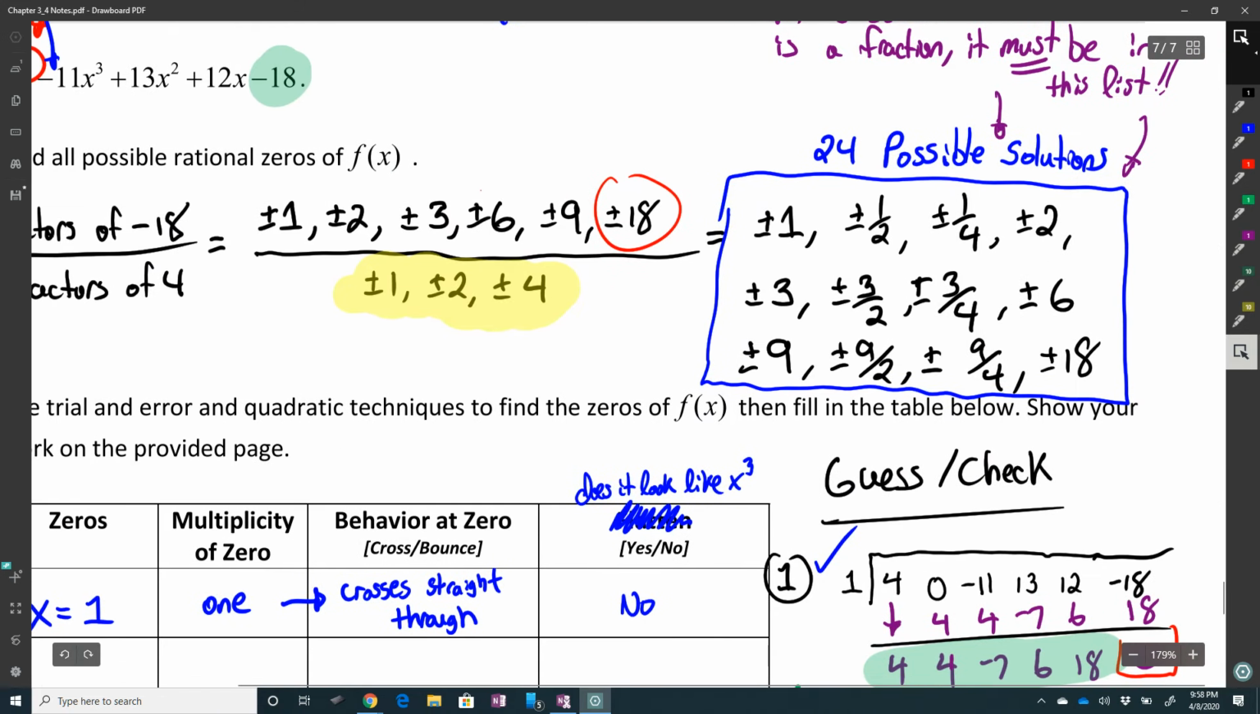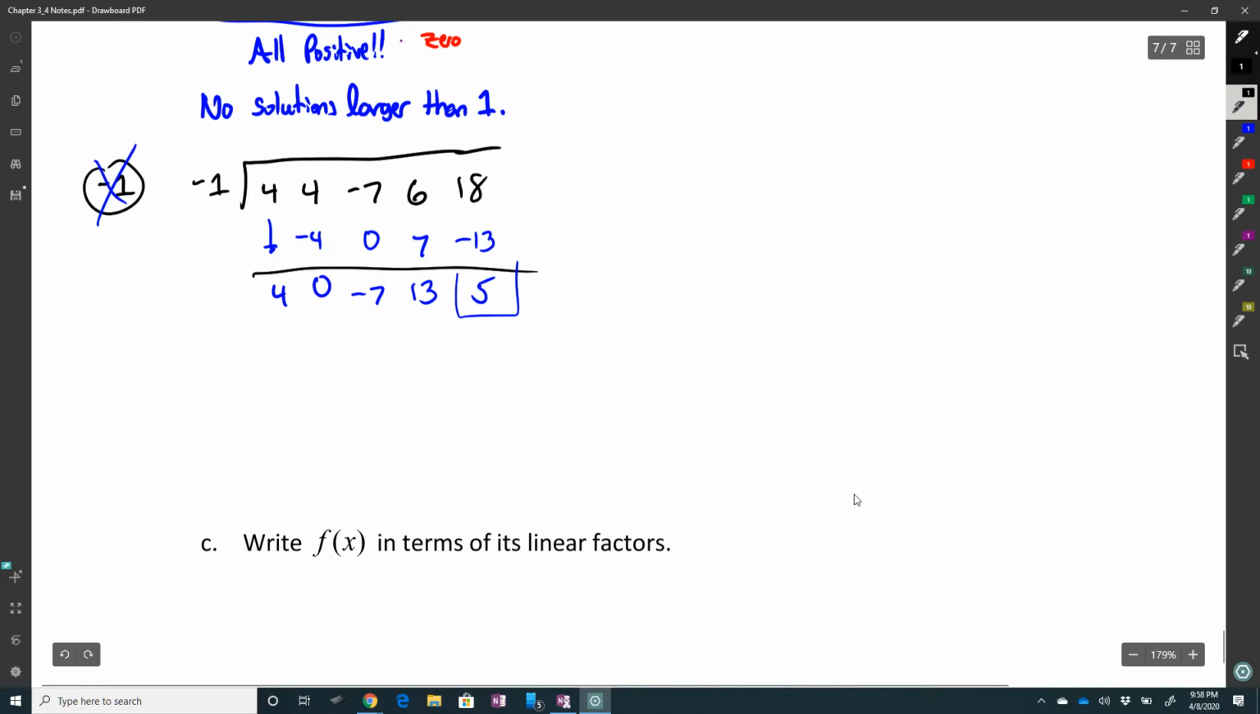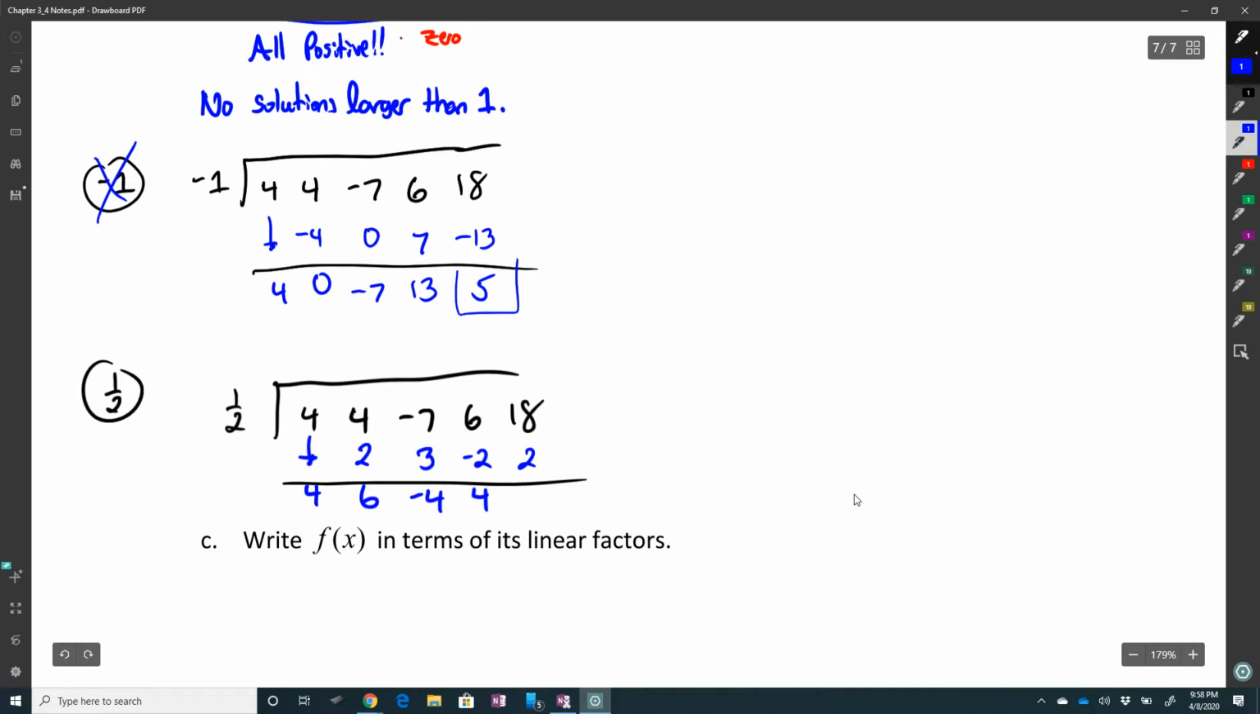Now let's go ahead and try plus and minus a half. So let's try a half. I have 4, 4, negative 7, 6, 18. And then I can do synthetic division with it. 4 times a half is 2, 6. 6 times a half is 3. Negative 7 plus 3 is negative 4. Negative 4 times a half is negative 2. 6 minus 2 is 4. 4 times a half is 2. 20. Nope, that's not it.